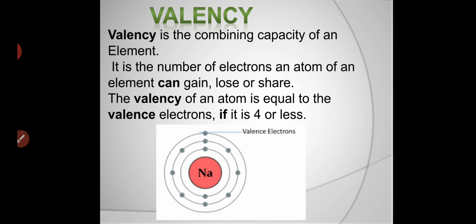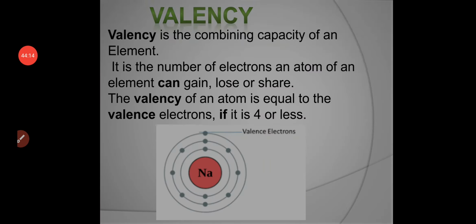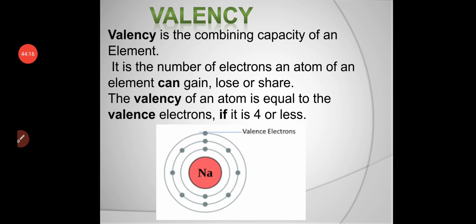So already we are familiar with the valence shell. Last year we studied about the valence shell. The outermost shell of an atom is called the valence shell, right? When we take the outermost shell of an atom, the important name we give is valence shell.